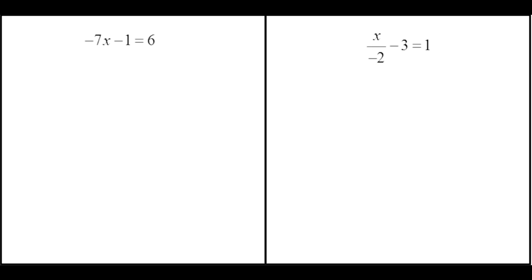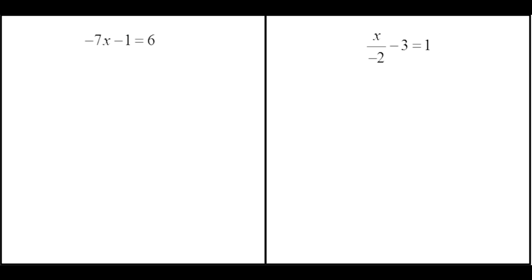So that's our solution. Next 2 problems, we have -7x minus 1 is equal to 6, and x divided by -2 plus 3 is equal to 1. Go ahead and pause the video, work through these problems, and come back when you're ready to go through the answers, and then move on to the last 2 problems that we have.